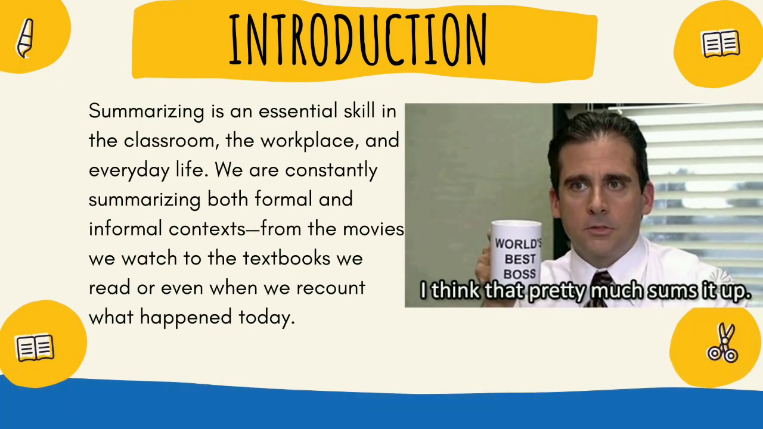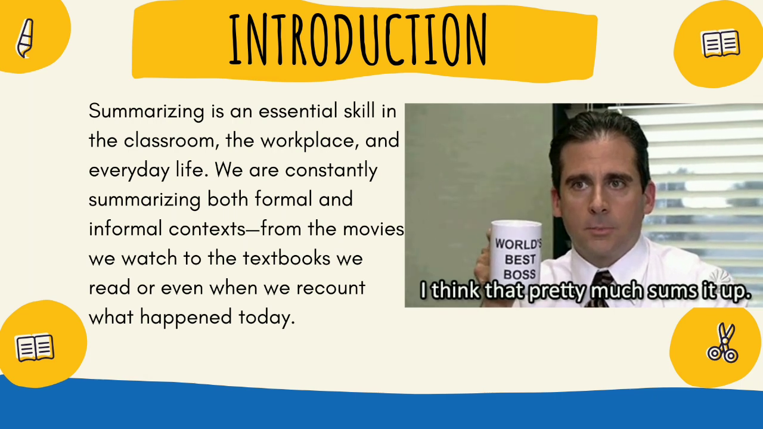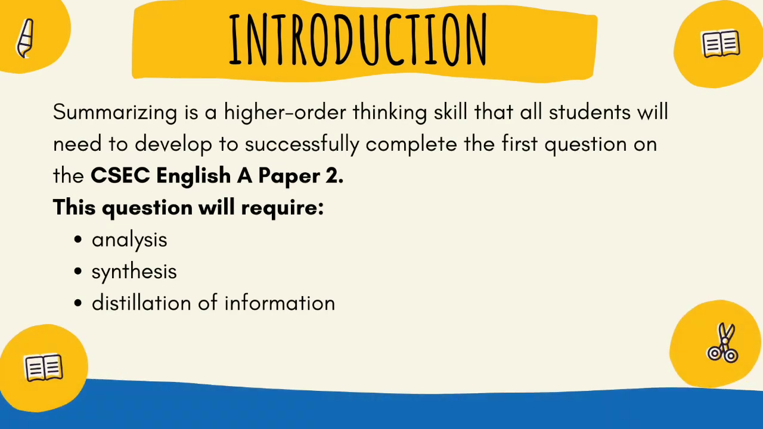Summarizing is an essential skill in the classroom, the workplace, and everyday life. We are constantly summarizing both for formal and informal context, from the movies we watch to the textbooks we read, or even when we recount what happened today. Summarizing is a higher order thinking skill that all students will need to develop to successfully complete the first question on the Csec English A Paper 2.